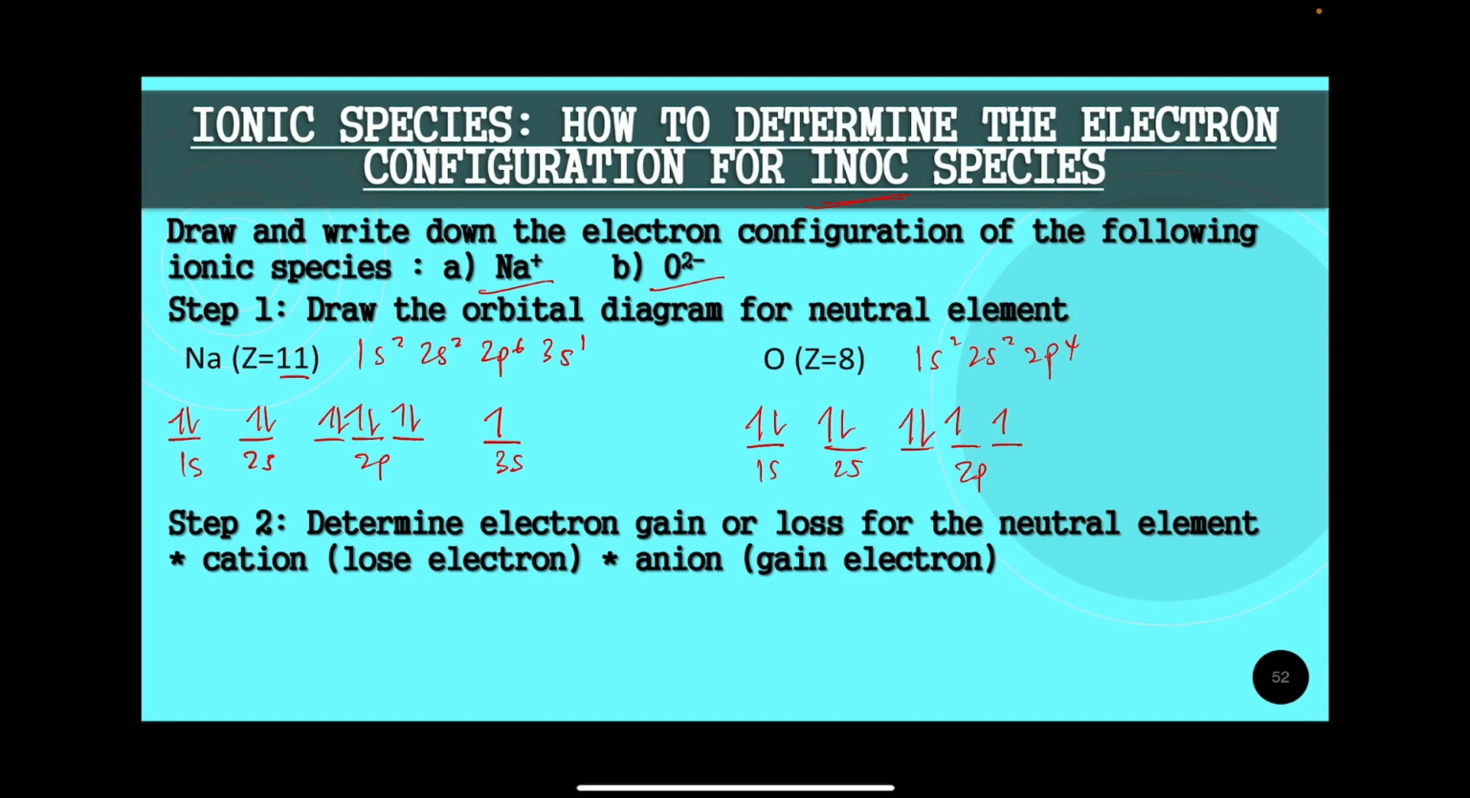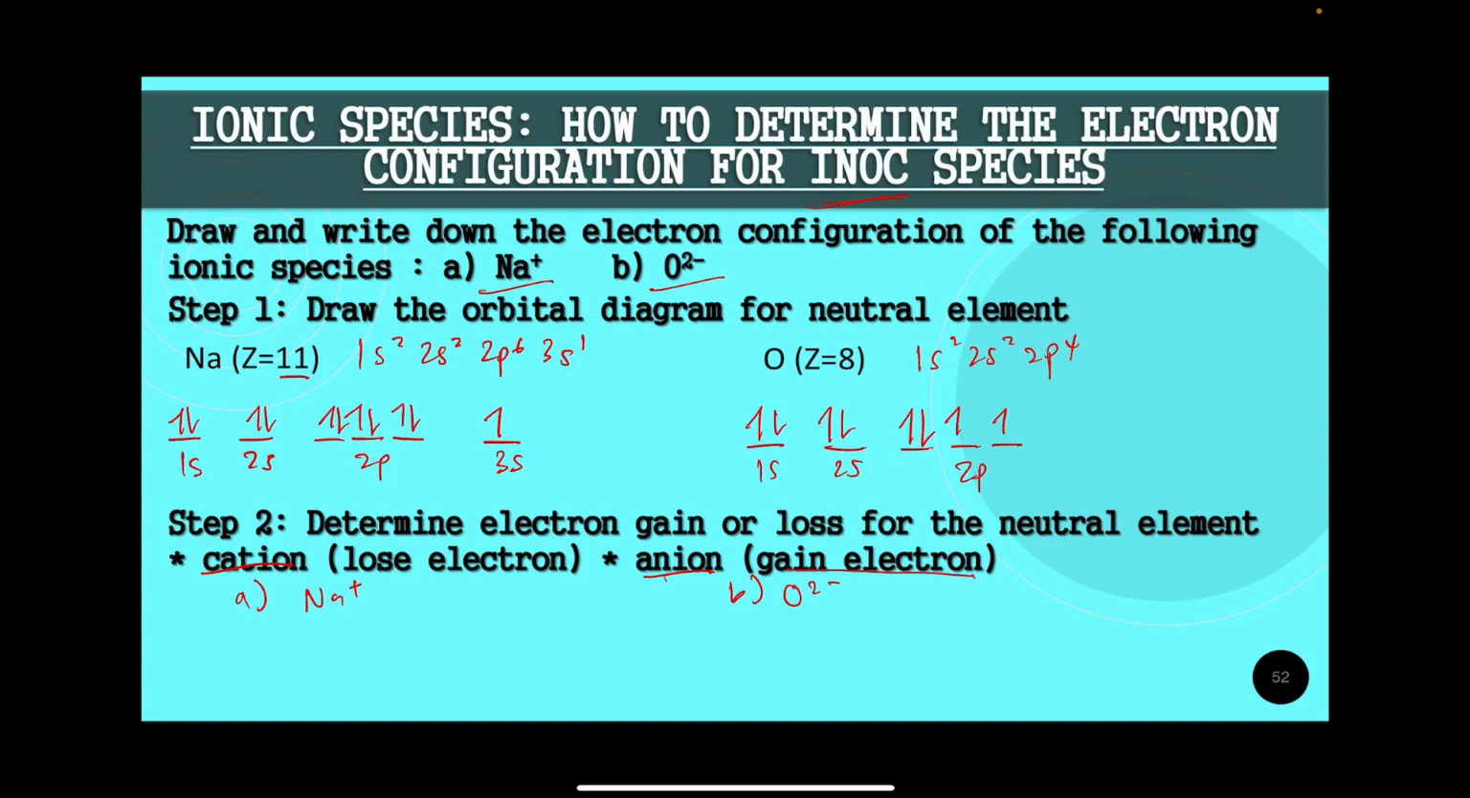Okay. The next step is to determine electron gain or loss for the neutral elements. Since given are Na+ and O2-, this is the note that you can use to determine whether it loses or gains electrons. If it is a cation, which is the positive symbol, it means the element loses electrons, while for the negative it means that the element gains electrons.